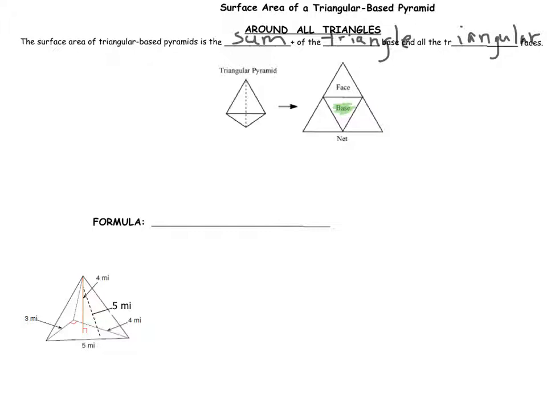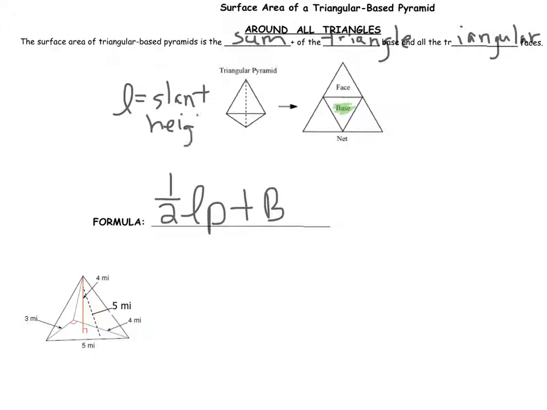We're still going to use our formula, 1/2 the slant height times the perimeter plus the base. But this time, our perimeter, we are just going to add all the sides up of the triangle. So let's remember, once again, that the L is the slant height, right there. And P is going to equal our perimeter.